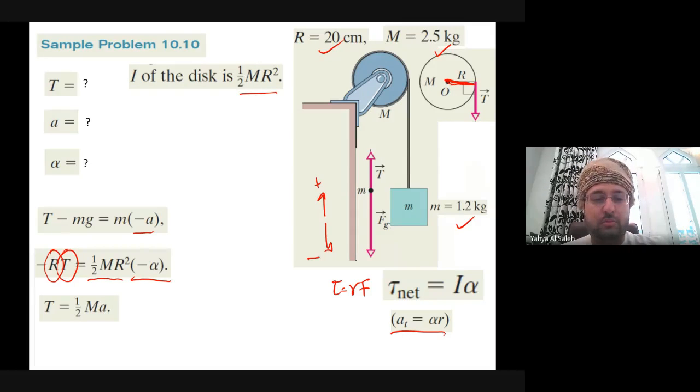What is tension? Well, which one, Mariam? Which bit?